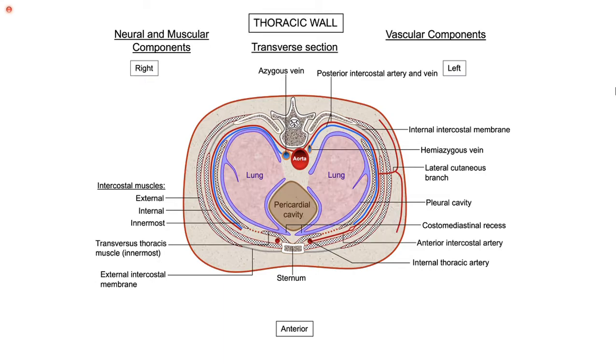So anterior intercostal artery is being visible to you, and now you can see that anterior intercostal artery gives a perforating branch from the internal thoracic. So we are having internal thoracic artery, it's giving anterior perforating branch, but they are not from the anterior intercostal artery, they are from the internal thoracic artery.